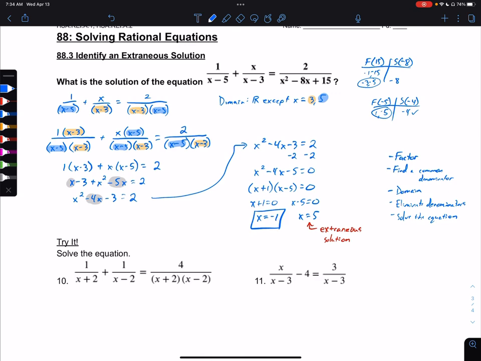Just be careful going through these problems. You'll follow this system on the right: factoring, finding common denominators. Make sure you're checking domains, eliminating the denominator, solving the equation, and then at the end, just check for extraneous solutions. That's it. Good luck working on the triads. Just follow the same process, and you'll do just fine.